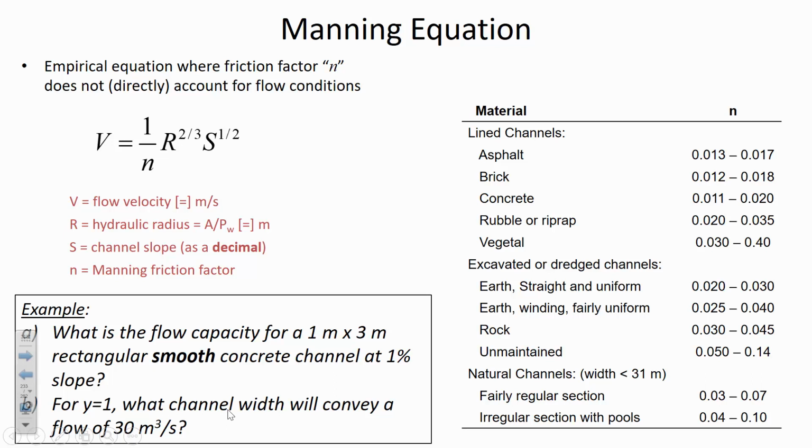All right, solve for B. What we're trying to do is find the width that's required to make it so that when you send 30 cubic meters down this channel, the depth doesn't go above 1 meter of depth. So we want a maximum depth of 1 meter. So how wide does the channel need to be?